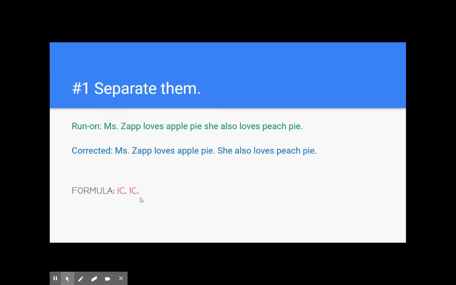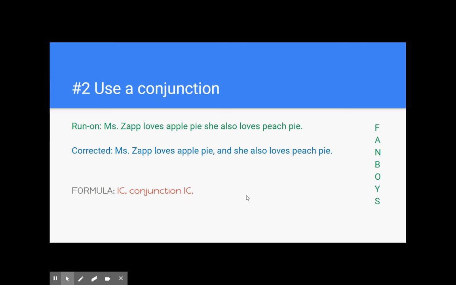Obviously, if you did this every single time you were writing and editing your paper, you would have a very choppy sounding essay. That's why you use a variety of these 5 options. Your second one is to use one of your coordinating conjunctions. Remember our FANBOYS: for, and, nor, but, or, yet, and so. Put that in between your independent clauses, but you have to have a comma before your coordinating conjunction. So Ms. Zapp loves apple pie, comma, and, that's my coordinating conjunction, she also loves peach pie.